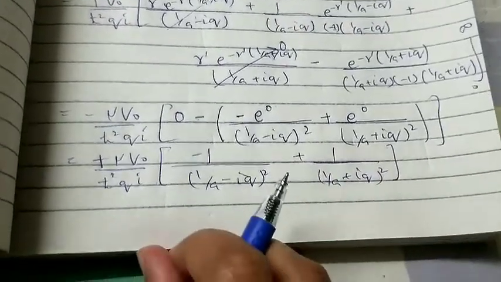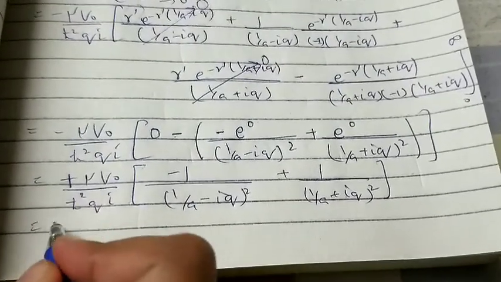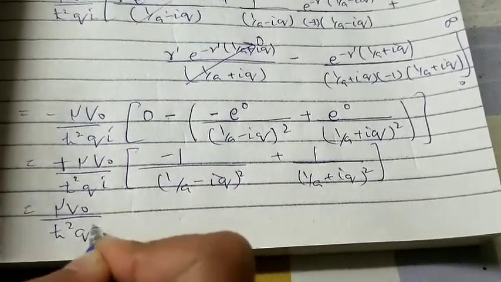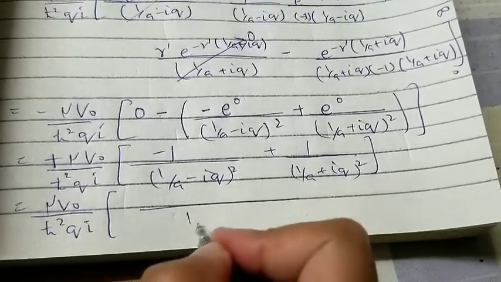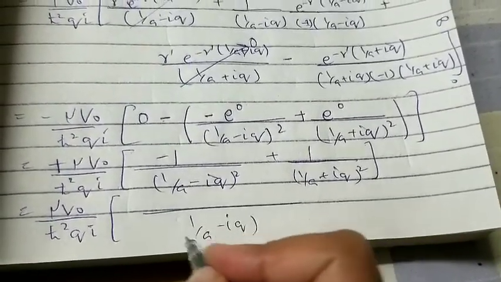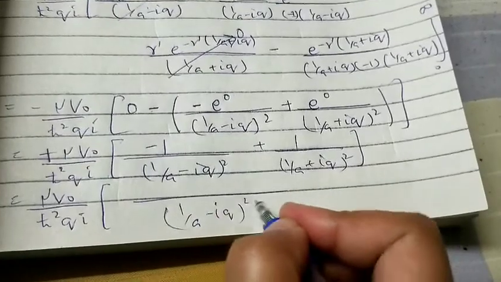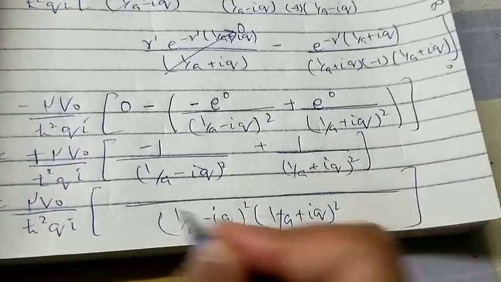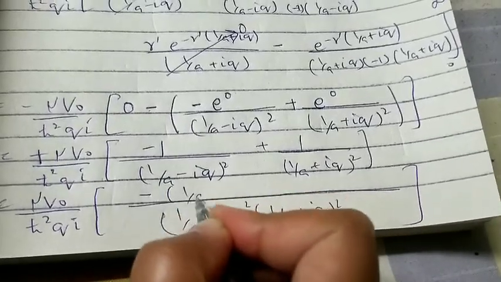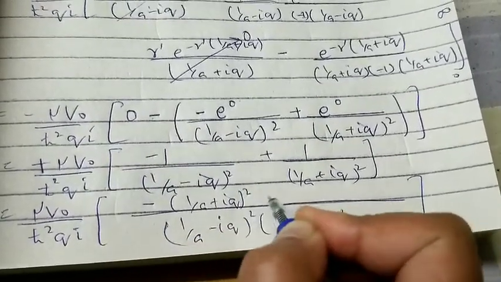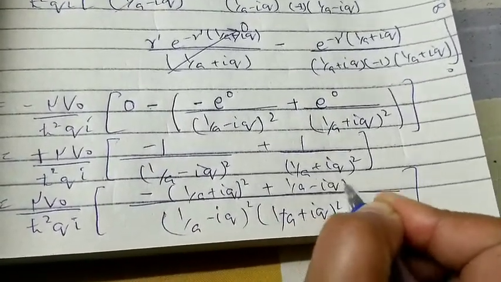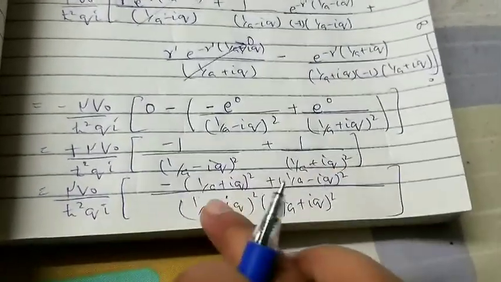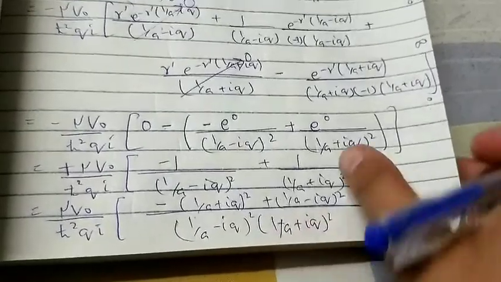Now the next step is to take the LCM, and during the LCM it will give us 1 over a minus iota q whole square, which we will simplify further. Okay, and the LCM becomes minus 1 over a plus iota q whole square plus 1 over a minus iota q whole square. Now we need to open up this whole square thing, and we can simplify this quantity also.